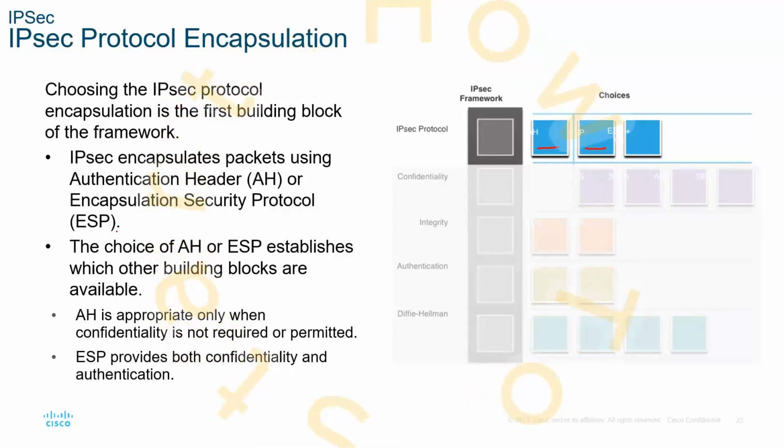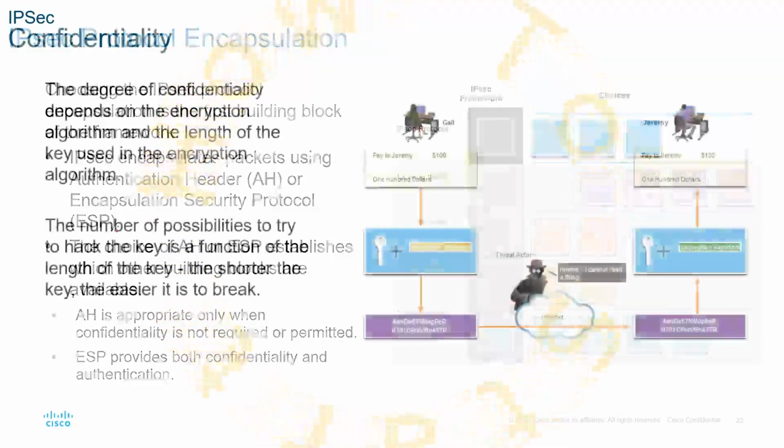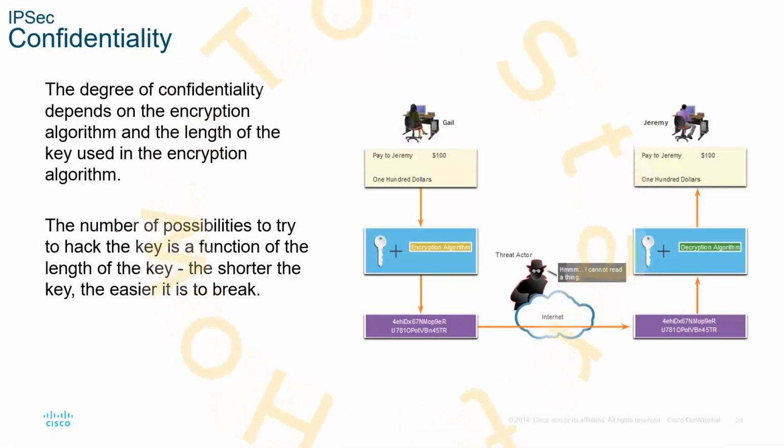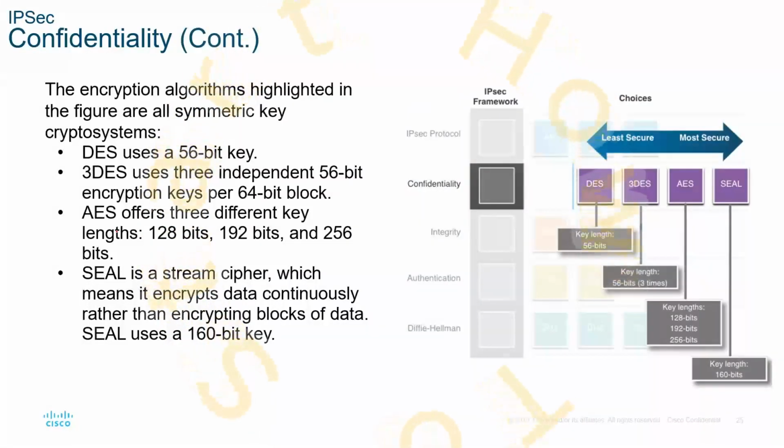Once we've set which IPsec protocol we're going to use, then we have to talk about confidentiality. Again, that's going to be the level of encryption that will be used. And again, the degree of confidentiality will depend on the encryption algorithm and the length of key. What keys do we want to use? Triple DES, weak keys should not be used. So we should be using things like AES or SEAL. AES has 128-bit, 192-bit, 256-bit, and more. Our SEAL has around 160-bit base keys.